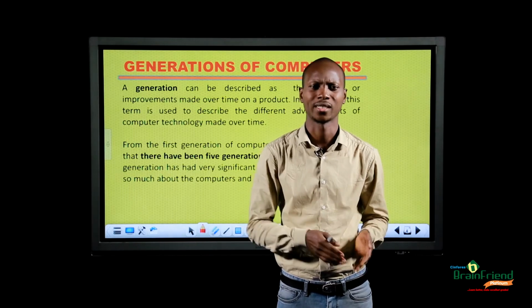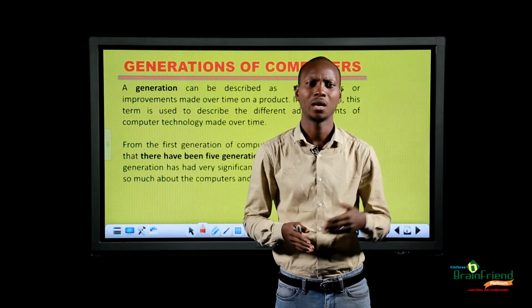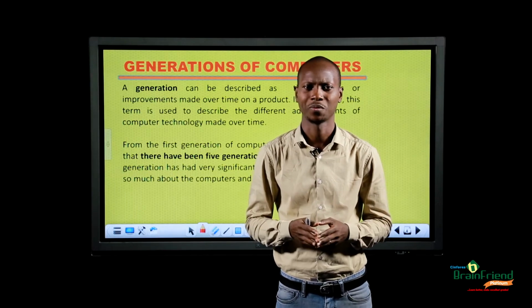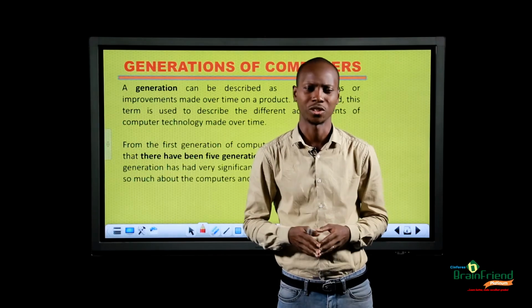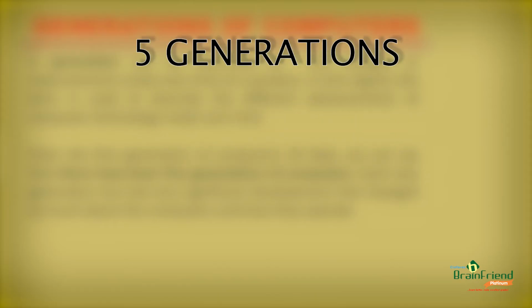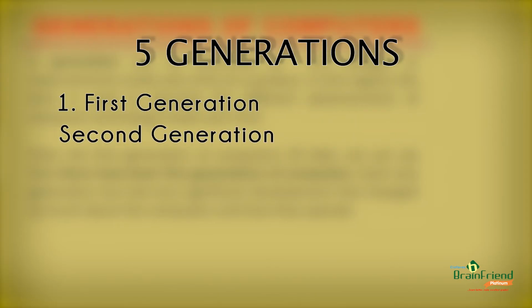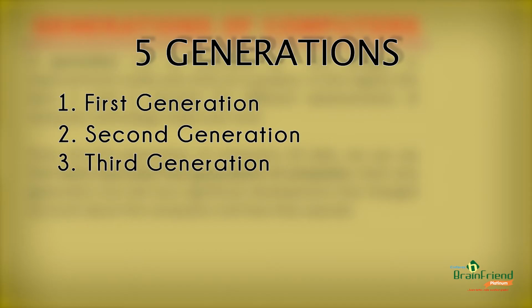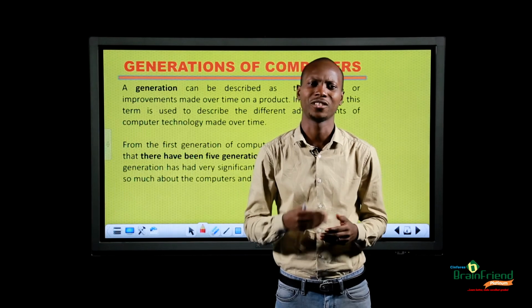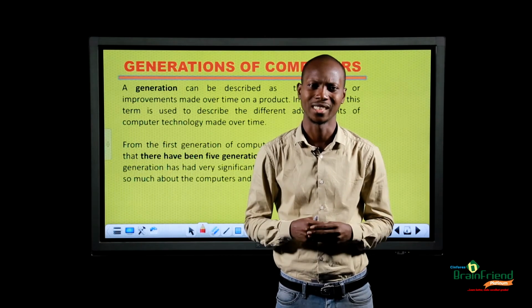In this regard, we can say the different changes made on a computer technology over a period of time is termed as a generation. Now we can say we have 5 generations of computers, namely first generation, second generation, third generation, fourth generation, and finally the 5th generation of computers. Now let's go on to look at each and every generation of computers in detail.